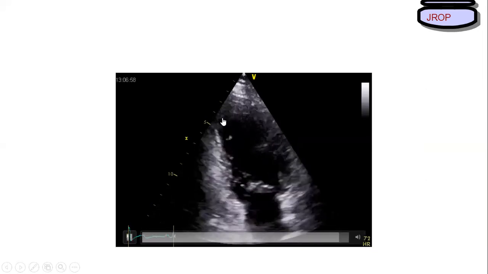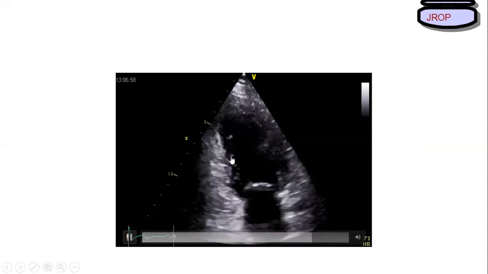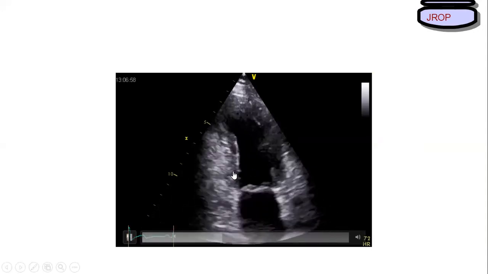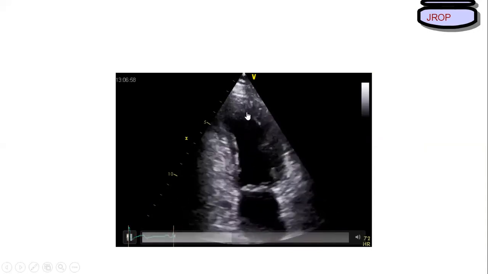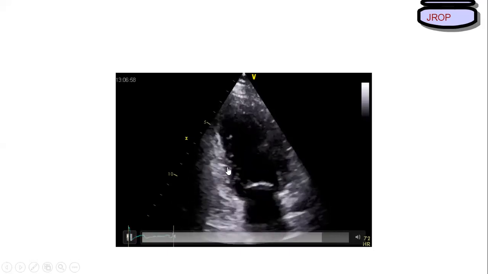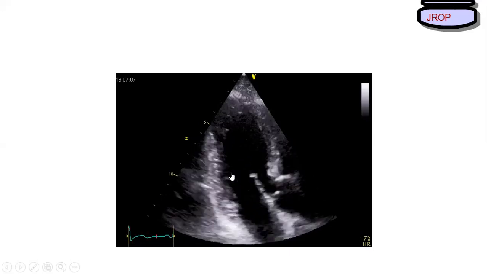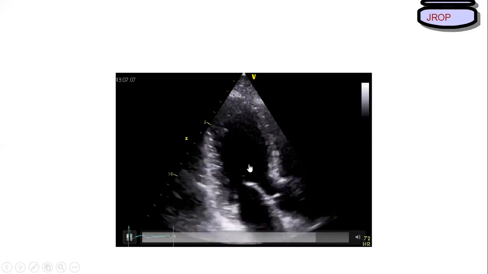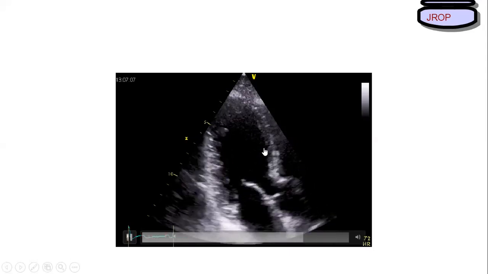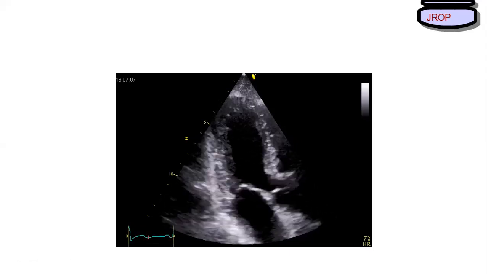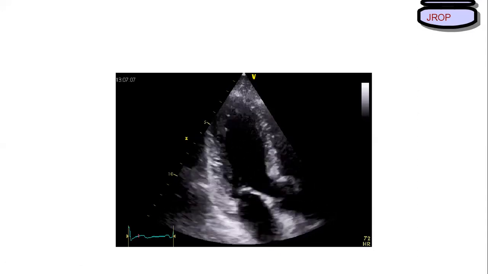Look, this is almost akinetic. This is hypokinetic, and this is normokinetic. All three things. Look at the thickening of this mid and basal inferior wall, mid and basal anterior wall, and look at this anterior septum apex. This is akinetic. This is hypokinetic. This is normokinetic. Look at the normal contraction of posterior wall, and this is almost hypokinetic. So if you have a left main, you have a circumflex as well as LAD changes. Fine, dear?